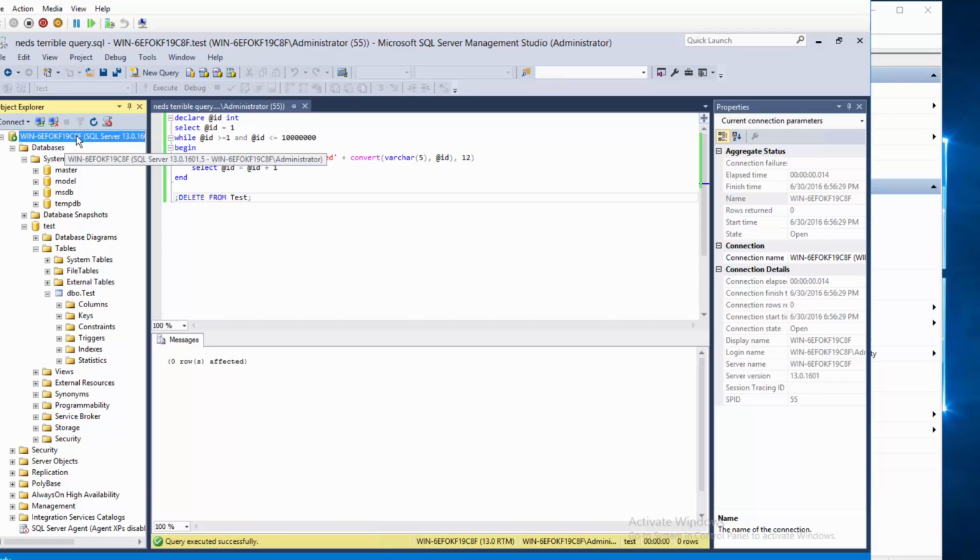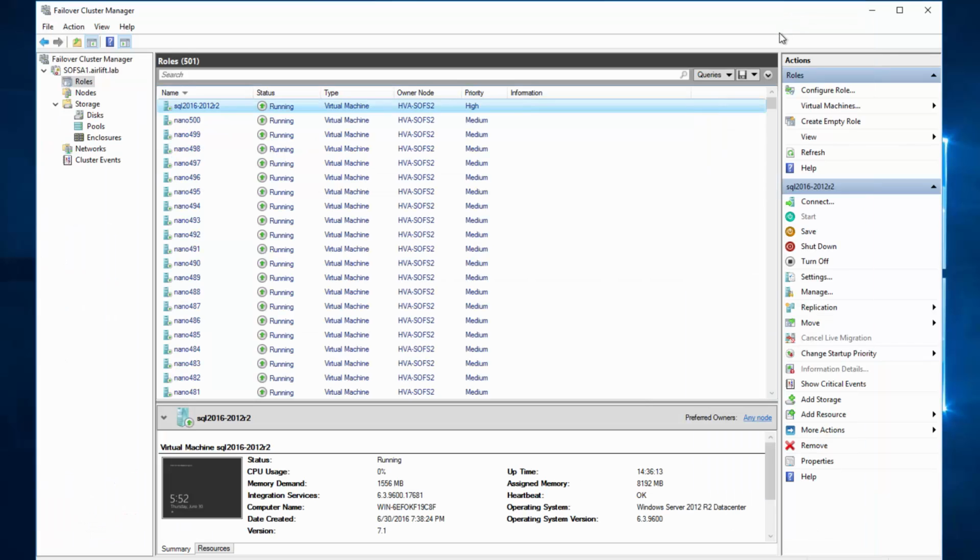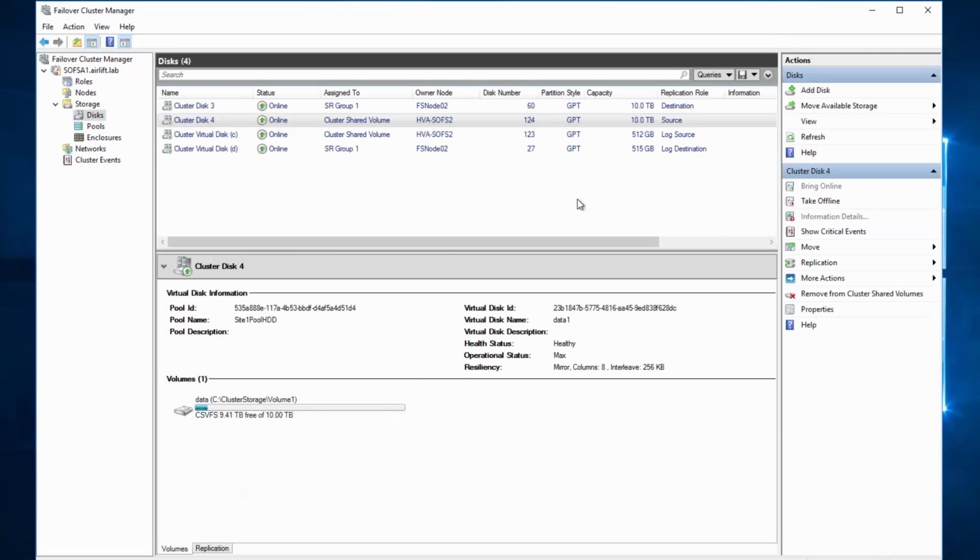You can see here I also have a SQL Server running, SQL Server 2016. This is just sort of my canary, and it's got a very terrible table and database I set up because I am no good at all at SQL administration.